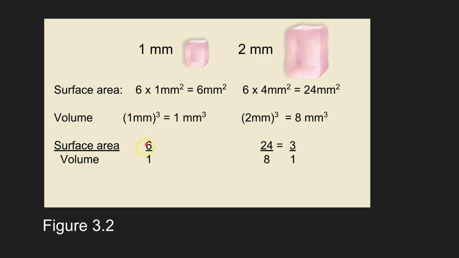So the surface area to volume ratio of the smaller thing is 6, and the surface area to volume ratio of this larger thing is 3. And you can see when you have a smaller object, the surface area to volume ratio is much larger. Even though this one on the right is not much bigger than this one on the left, the surface area to volume ratio is about half of the smaller object. Okay, so that's why cells are so small, because they're trying to maximize their surface area to volume ratios.